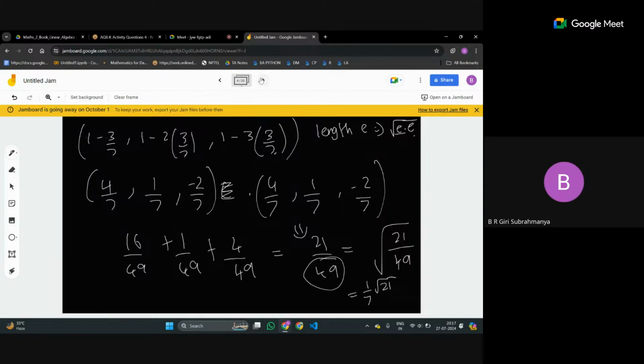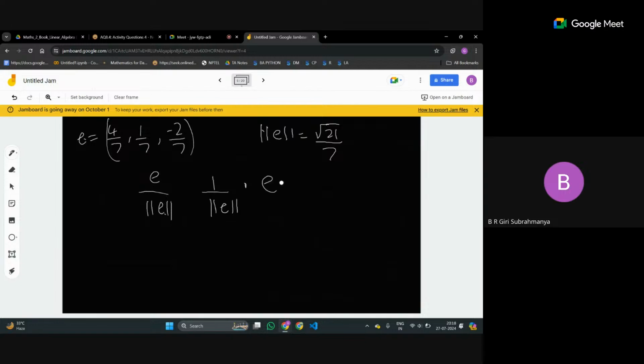Now we have to divide. Your vector was 4 by 7, 1 by 7, minus 2 by 7. We have found out that the length of E is equal to root 21 by 7, right? To find the unit vector corresponding to this, you have to divide this by its norm. So this is going to be 1 by norm times E. Now 1 by norm will be 1 by root 21 by 7. So this is going to be 7 by root 21.